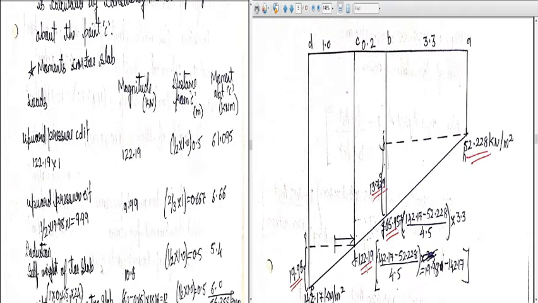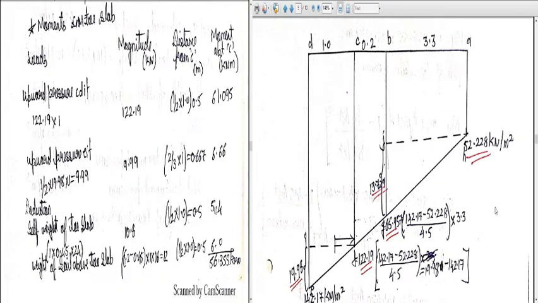Similarly, there is a triangle I, E, F. So upward pressure E, I, F is a triangular portion. So half base into height. This is the magnitude, and its CG will act from this point towards this, which is nothing but 2/3 of 1. So this is the moment working out.